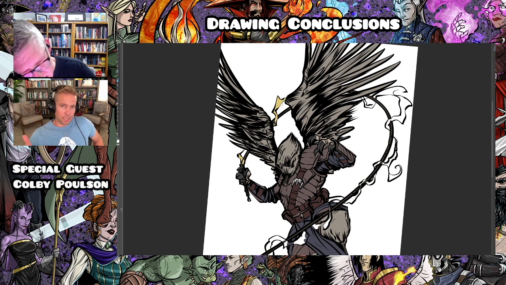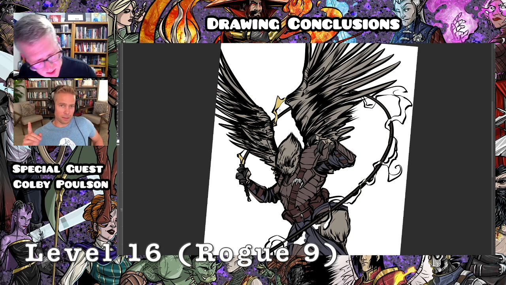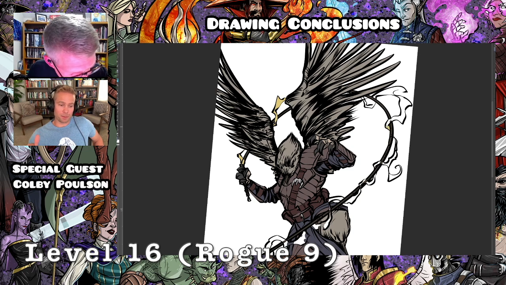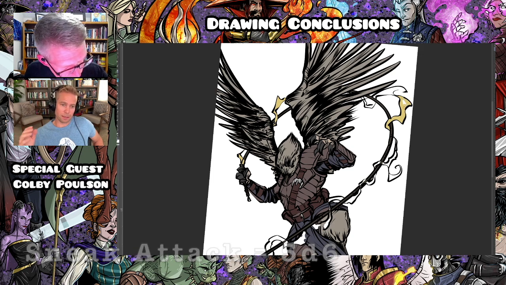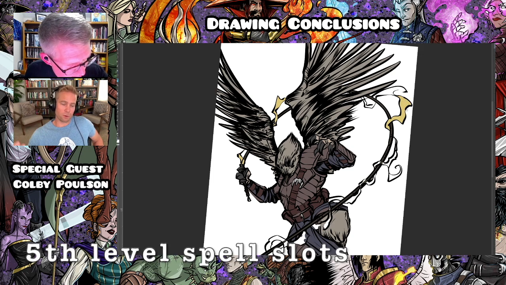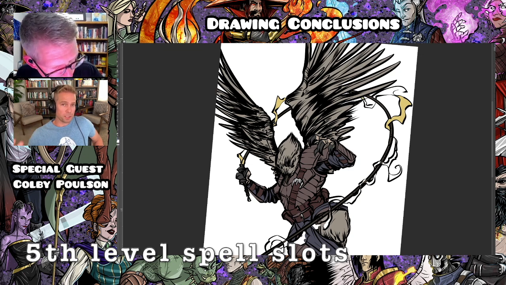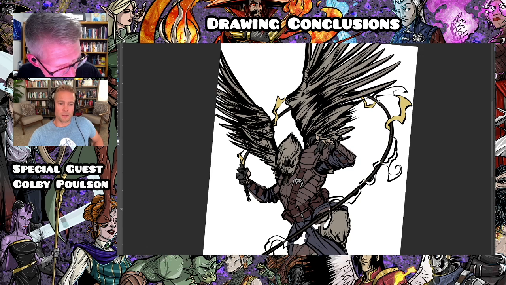At level 16, we are a rogue level 9, and our sneak attack goes up to a 5d6 now, once per turn. And we get 5th level spell slots. That does not benefit Divine Smite in any way because, like I say, it kind of caps at a 4th level spell slot. But Searing Smite would go up by 1d6 if we were to upcast Searing Smite. So that's kind of what I'd plan on doing, I think.